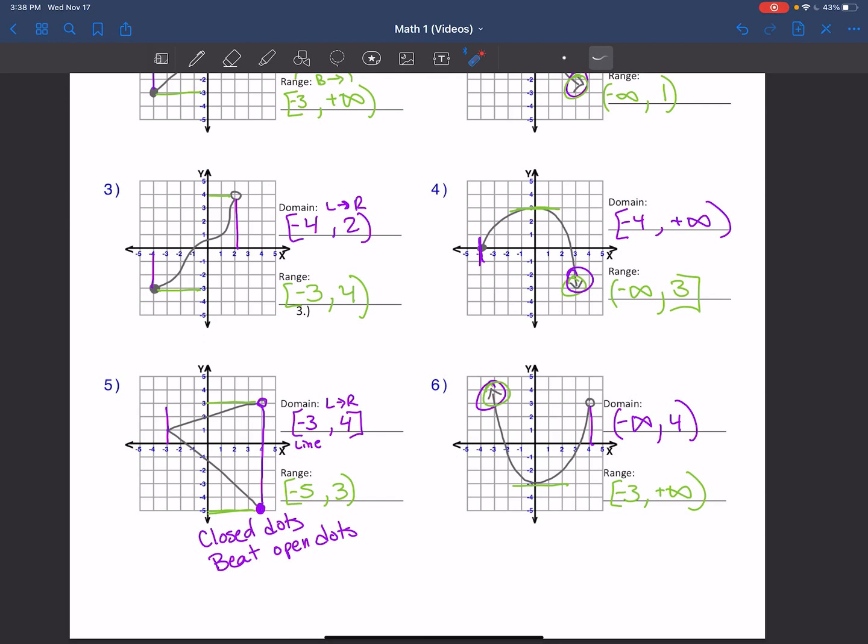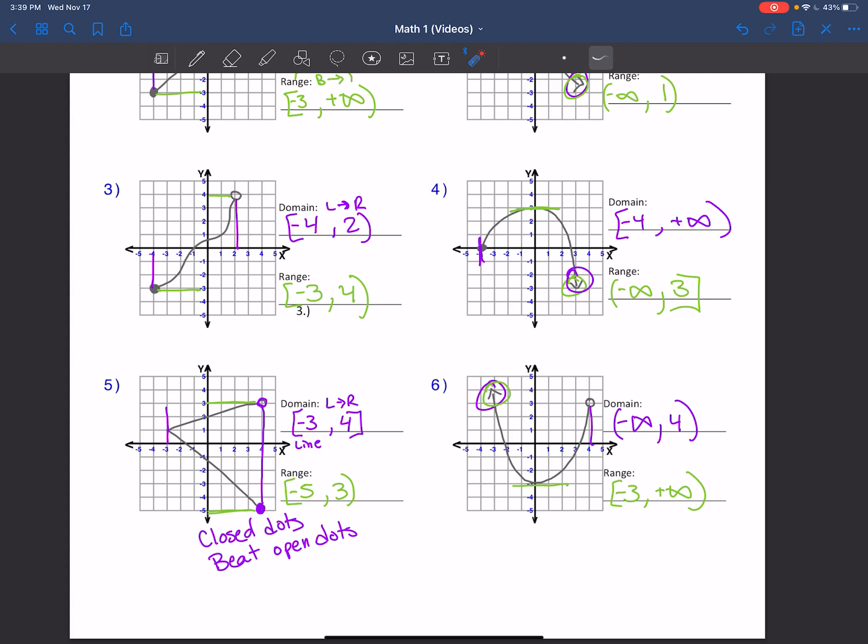So domain, left to right. Left is that -4, closed dot, closed bracket. Right is 2, open dot, open bracket. Range is bottom to top. Bottom we have a -3 with a closed dot, so we use a closed bracket. Up top we have a 4, open dot, open bracket.